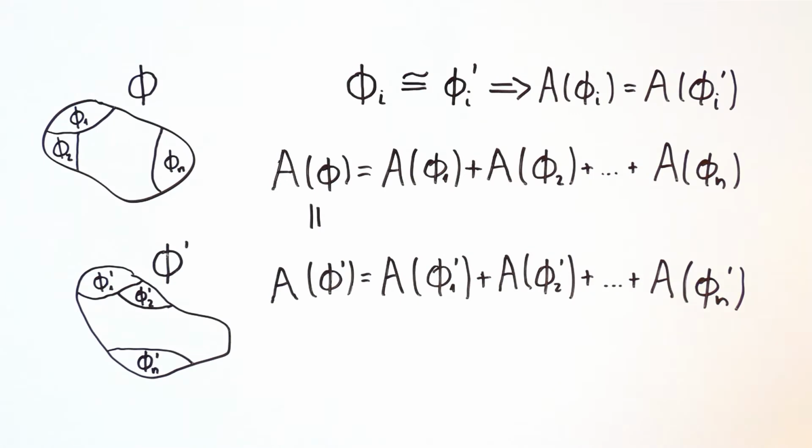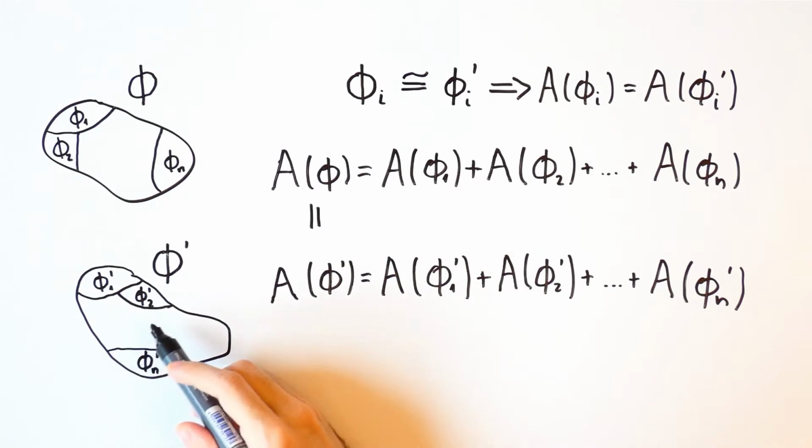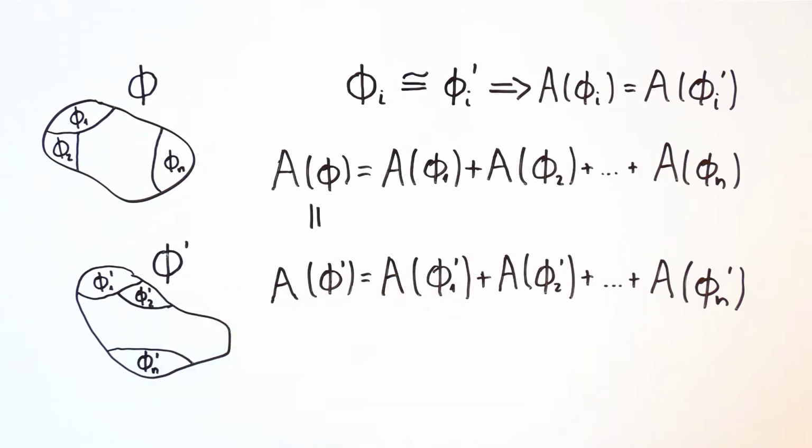Another way to look at this is that we divided figure phi into n parts and then moved and rearranged those parts to form figure phi prime. Dividing a figure into parts and rearranging them is what we'll use in the following examples.